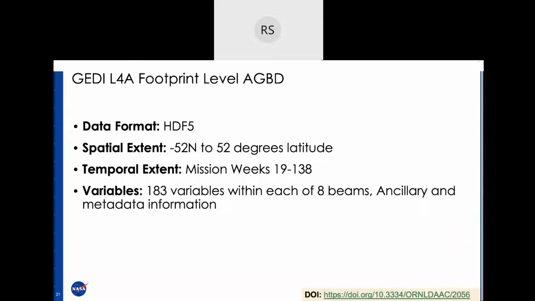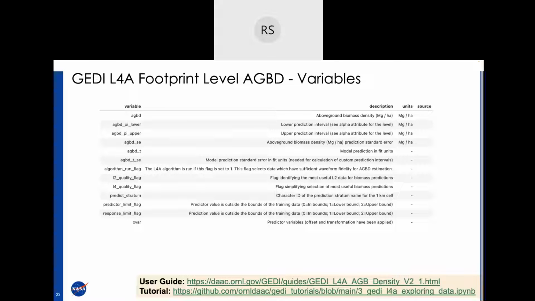GEDI L4A datasets are available in HDF5 format. There are 180 plus variables within each of the 8 beams, resulting in almost 1,500 variables in each file. Here is a list of some variables of interest: AGBD, or aboveground biomass density, and its upper and lower prediction interval, the prediction stratum, and the quality flags. Please refer to the dataset user guide and this tutorial for more information about data structure and other variables included in GEDI Level 4A.